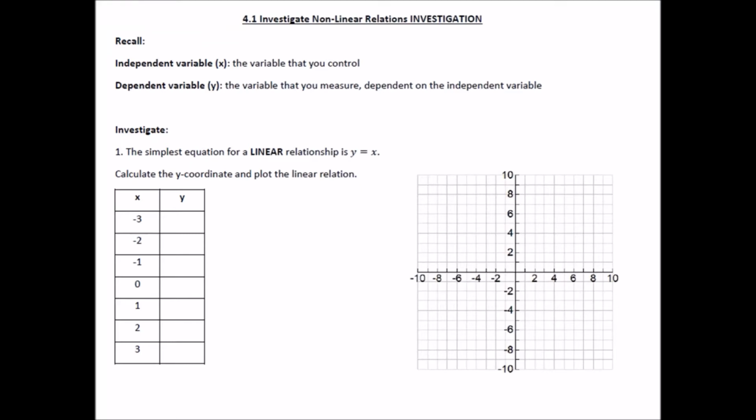4.1, investigate nonlinear relations, investigation. So we're going to investigate what nonlinear relations, what one of them looks like. And the one that we're going to do is called a parabola, okay, a quadratic.